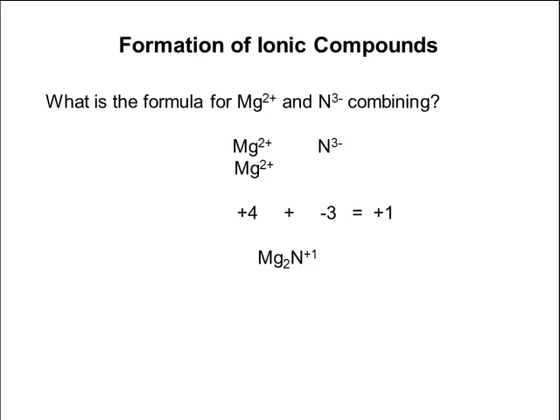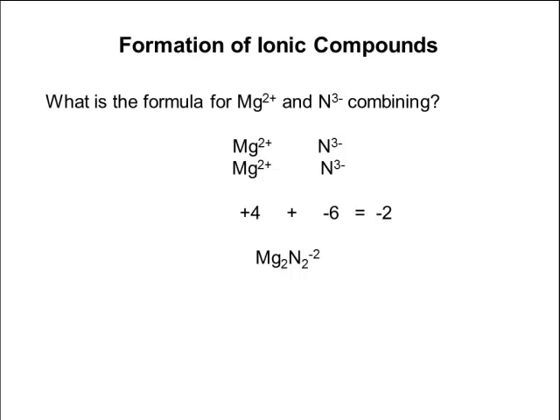But now I've got too much positive charge. Well, in order to balance out the positive charge, I can add another negative charge. So I've got +4 plus a -6 equals a -2. That's still not 0. My formula would be Mg2N2 with a -2 charge. I've got too much negative charge. Well, how do I get rid of that extra negative charge?